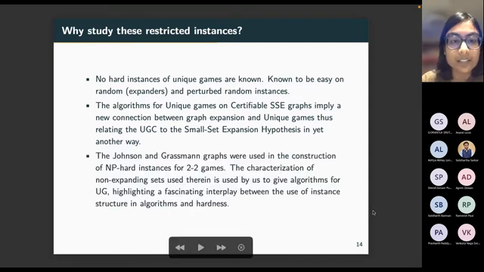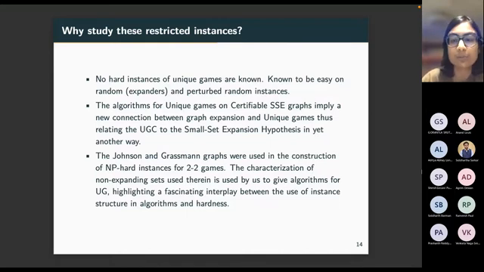And one interesting thing is that this Johnson graph, which I just mentioned, the Johnson and related Grassmann graphs were used in the construction of these NP-hard instances. So they were used in the resolution of the 2-to-2 game conjecture, which I mentioned some time back. And in fact, the main proof ingredient there was characterizing the non-expanding sets in these graphs. And they use this characterization to prove that unique games is hard with half comma epsilon. And we use the same kind of characterization to give algorithms. And therefore, this highlights a fascinating interplay between algorithms and hardness.